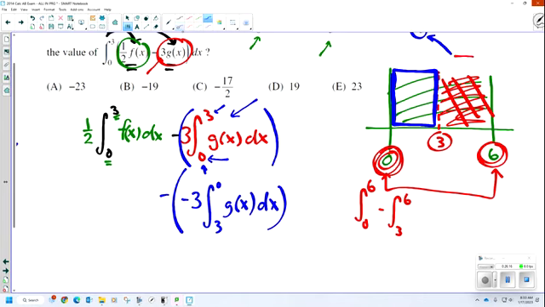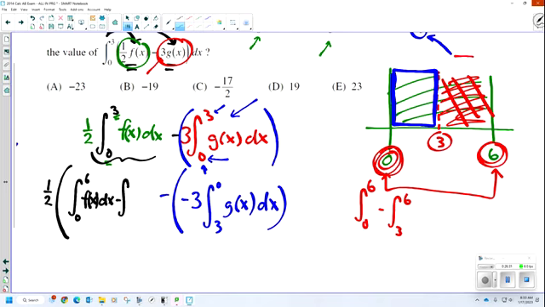All right? So I've got my 1/2. This is going to be breaking down. I'm going to integrate from 0 to 6, f of x dx, and subtract out the integration from 3 to 6 of f of x dx. All right? And now I could put in numbers. I have numbers for everything now.